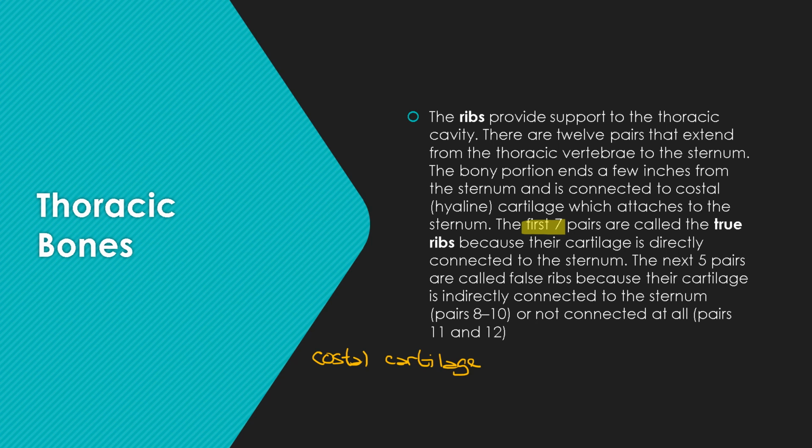Now these costal cartilages really contribute to the elasticity of the thoracic cage, and they prevent various blows to the chest from fracturing the sternum and the ribs. So the ribs that have costal cartilages that attach directly to the sternum are called true ribs. And the articulations between true ribs and the sternum are called sternocostal joints.